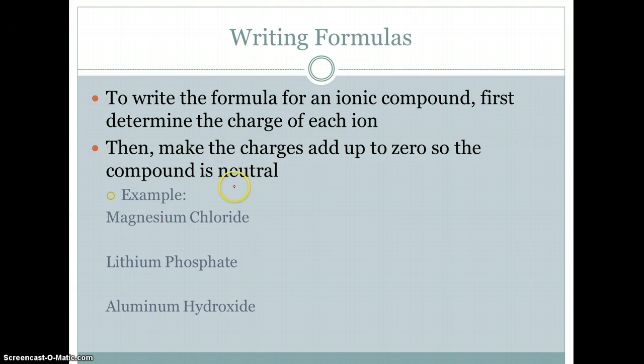Now, if we want to go the other way, if we know the name but we want to write the formula, we have to know the charge of each ion and then make sure they add up to 0 so that the compound is neutral. So for magnesium chloride, we would look at the periodic table and figure out that magnesium has a +2 charge. Chloride has a -1 charge. So to make their charges add up to 0, we have to have 2 chlorides. So the compound is MgCl2.